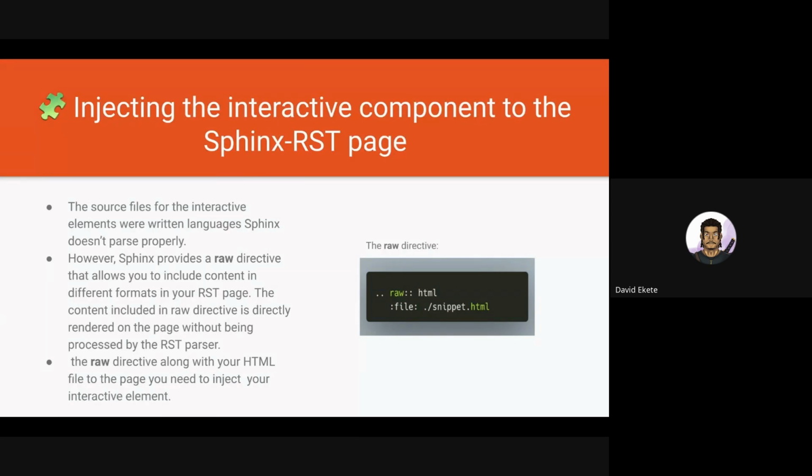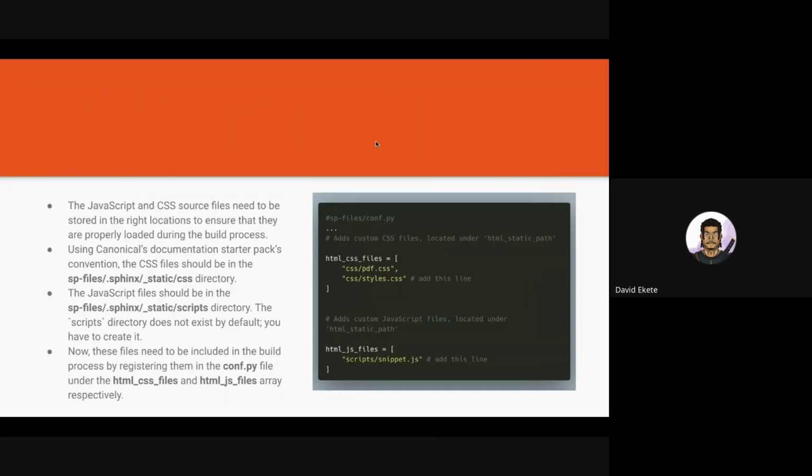So, and they also allow you to include files, which is cleaner because the HTML was a lot. I can't imagine putting all that HTML in one page. So the file option was a very handy feature. Using the file, I added a link to the HTML page, and the HTML contained links to the JavaScript and CSS. So JavaScript and CSS source files need to be stored in the right locations to ensure that they are properly loaded during the build process.